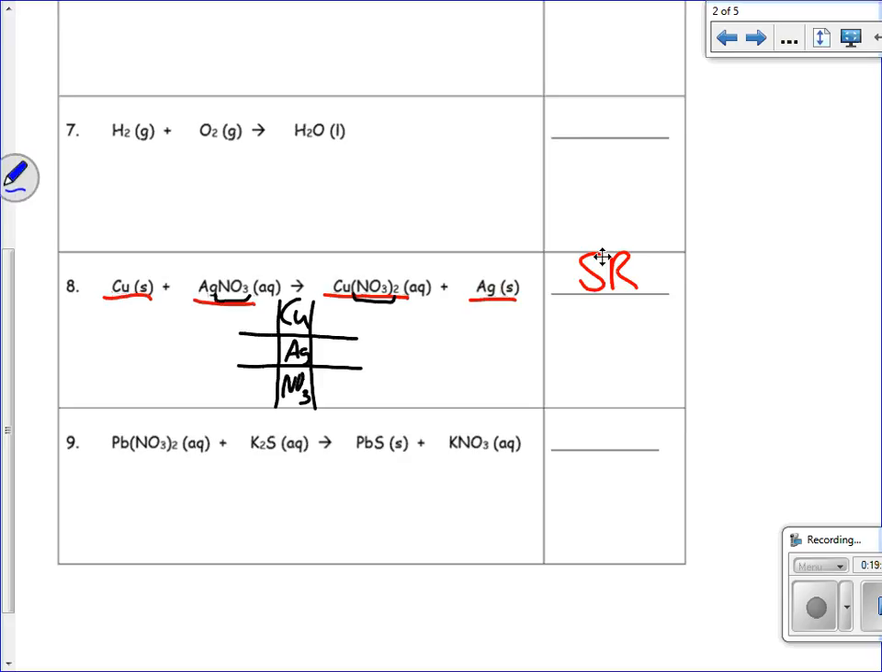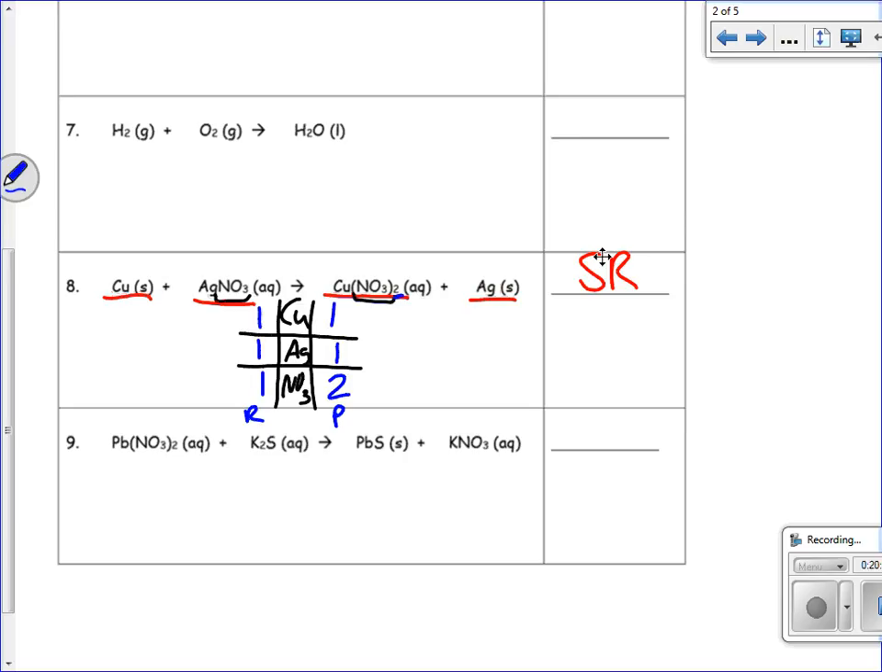How many coppers on the reactants over here? 1. How many silvers? And how many nitrates? 1. No parentheses means there's just 1. Over here on the product side, we have copper, 1. How about the nitrates now? That's 2 groups, because the 2 outside the parentheses means 2 groups of nitrate. And we have 1 silver, right? So who's out of balance?